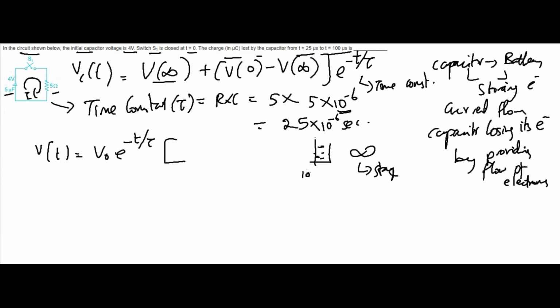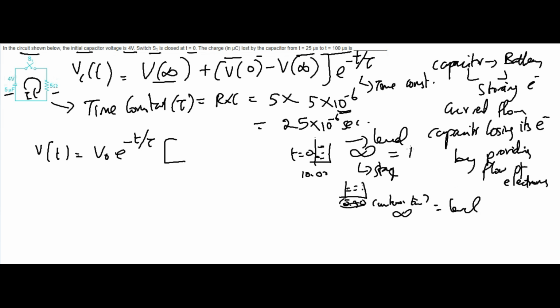Suppose you are taking a bath from 10 o'clock in the morning until 10:30. This is t equal to 0 at 10 o'clock, and maybe 10:30 or some unknown time is what you can call infinity. At the start the level is 1, say 1 liter, and at this level it becomes 0 liter. So after some time, that is infinite time, it becomes 0. So V of infinity will become 0.